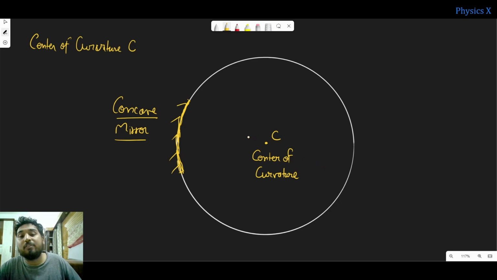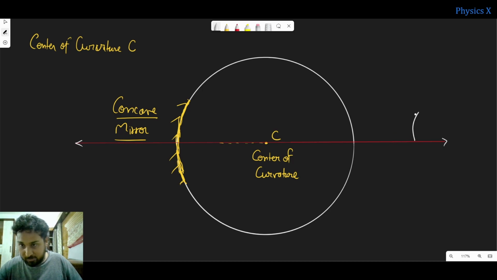And through this C, suppose this is your mirror, through this C you can draw a straight line like this, okay. Through C you can draw the straight line like this, let us mark this straight line. So you can see that this is a straight line. It basically divides this sphere into two parts, passing through the center of curvature and cutting this mirror at a particular point, okay. So this is an axis which passes through the center of curvature.